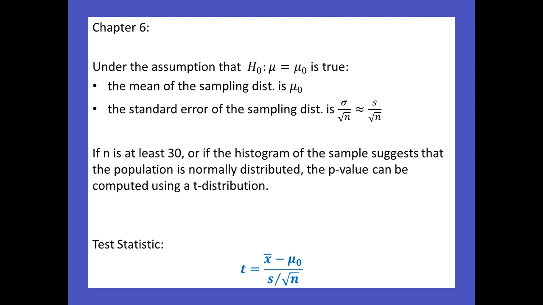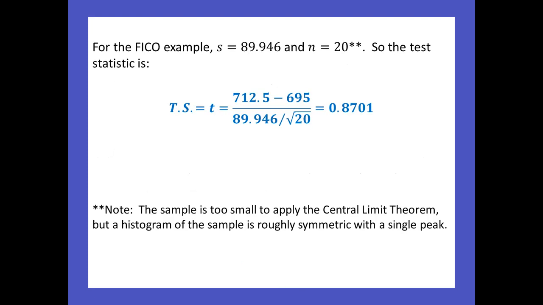For the FICO credit scores example, the sample standard deviation was 89.946 and the sample size was 20, so we can apply the central limit theorem, but a histogram of that looks symmetric with a single peak in the center and no outliers. So we're okay as far as using this methodology goes. The test statistic would be 712.5, which is x bar, minus the value in the null hypothesis, the 695, and then divided by s over the square root of n. You end up with 0.8701 to 4 places.